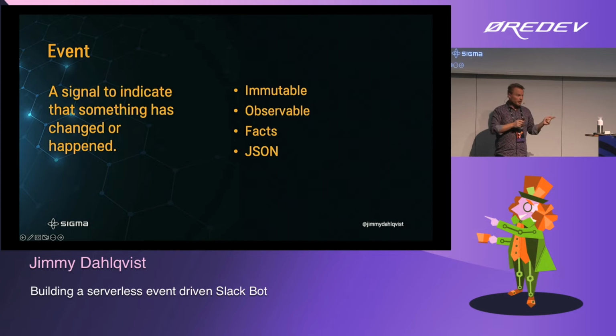Something has happened in the system. Events are immutable, which means that once they are sent into the system, they are not changed. They are what they are. They are facts. Events are observable. I'm going to talk a bit more about what I mean with events being observable, and they are normally in JSON. It can be in XML if you want to go down that route, but mostly in JSON.